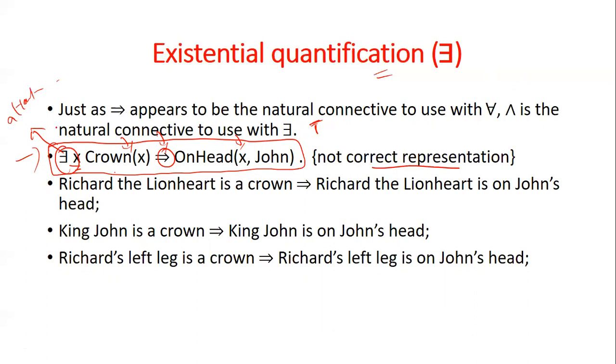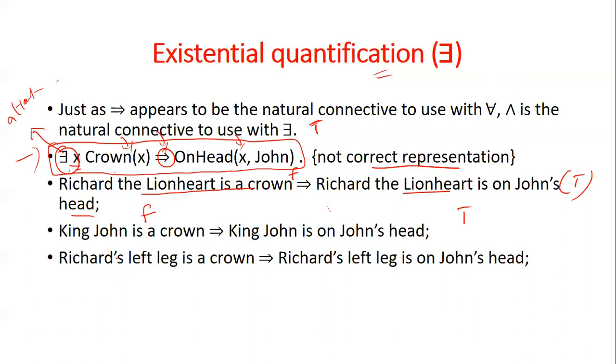Now, for example, if you consider x as Richard, then it means Richard the Lionheart is a crown, which implies that Richard the Lionheart is on John's head. Now, Richard the Lionheart is not actually a crown. So this statement is false. If the left part is false, implication will lead to true. Then King John is a crown. Again, King John is not a crown. So this is also false, and overall it will lead to true, right?